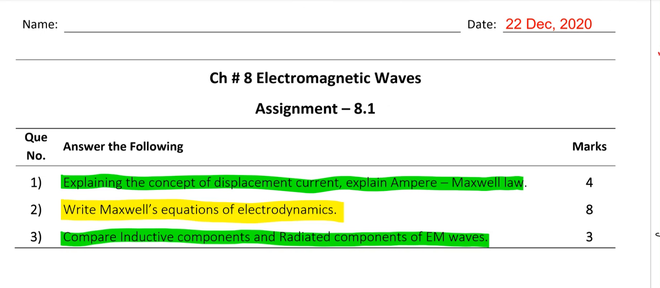What is the third question? Compare inductive components and radiated components of electromagnetic waves. Maxwell's contribution to electrodynamics is considered a remarkable idea when he suggested that even a varying electric field can produce a magnetic field. That gave rise to the concept of electromagnetic waves. So if you consider an inductor which is connected with, say, a capacitor.